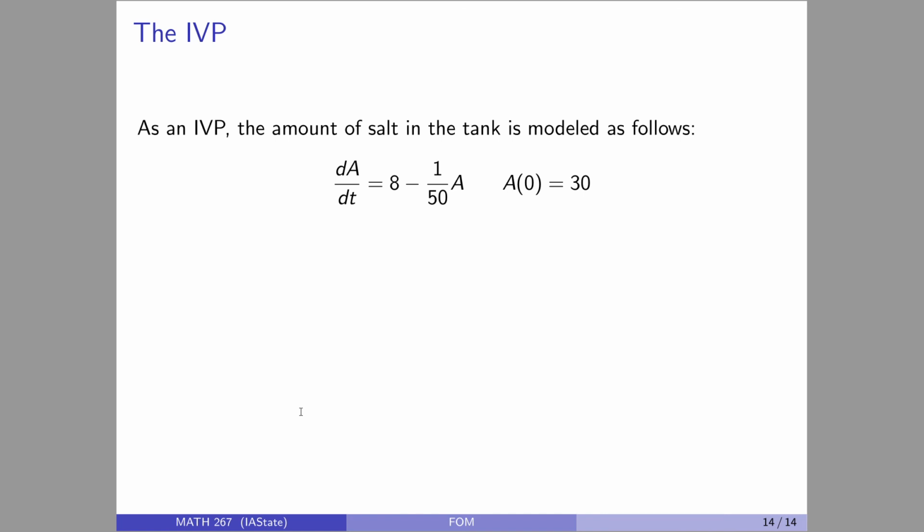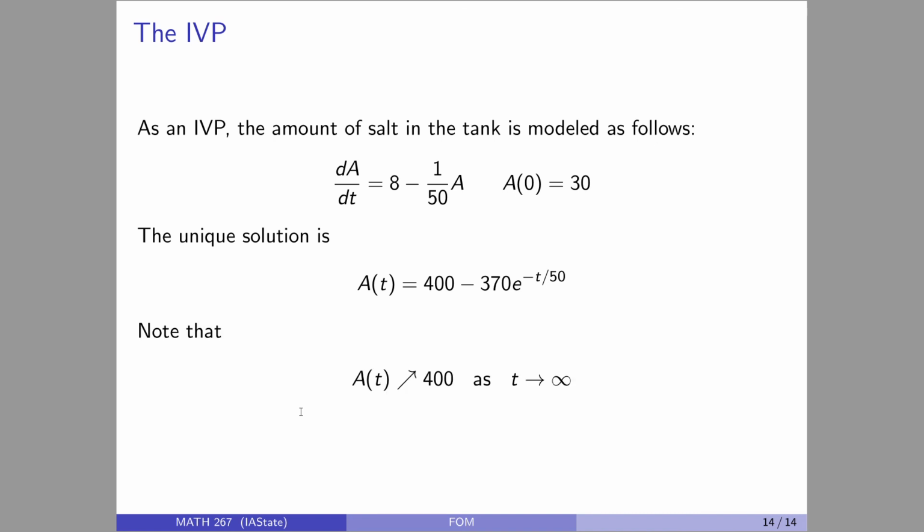So that means it's an IVP. It looks pretty much just like the temperature problems that we looked at, so I won't go through the details, but the unique solution to this will indeed be A of t equals 400 minus 370 e to the negative t divided by 50. You can verify that this works. Work out the details yourself. Good time to pause the video and work that out.